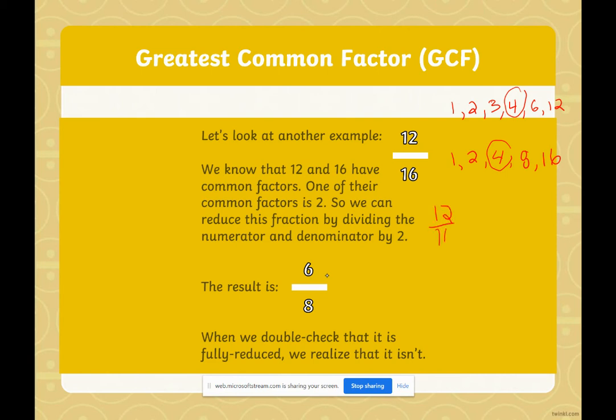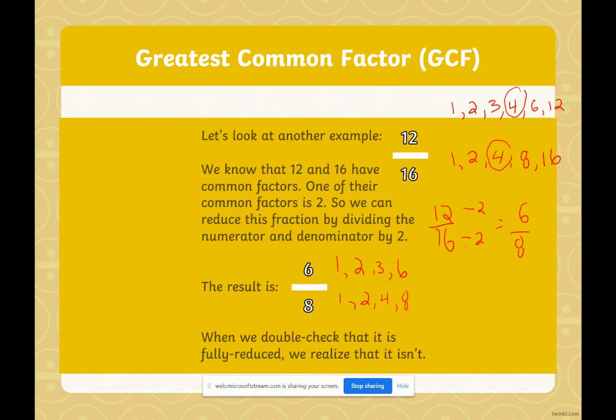So you've got 12 over 16. We're going to divide both of them by 2. Here you get 6 over 8. That's what we have down here. Good. Nice, 6 over 8. All right, let's check those factors. We've got 1, 2, 3, and 6, and 1, 2, 4, and 8.